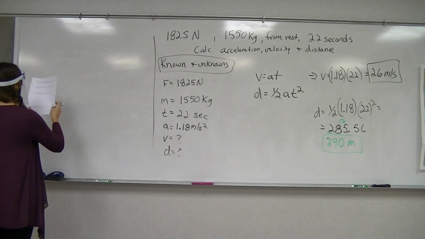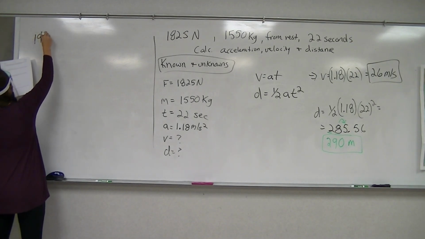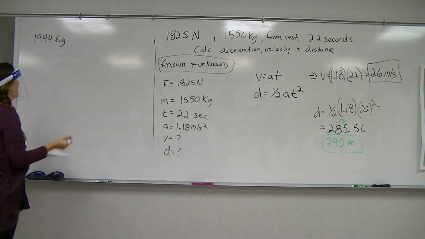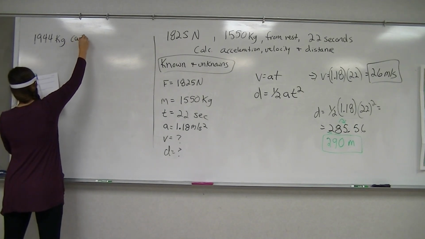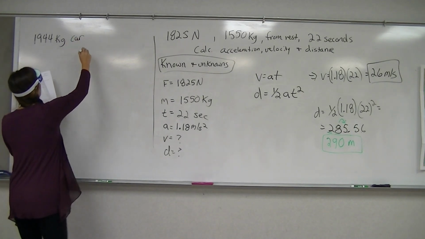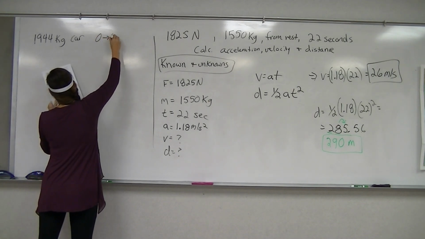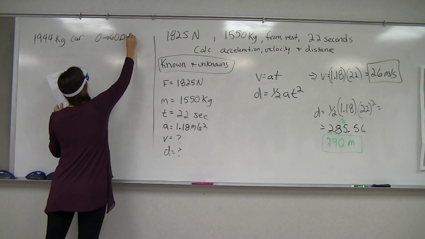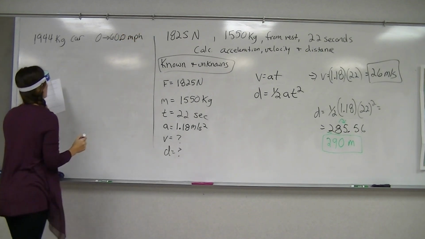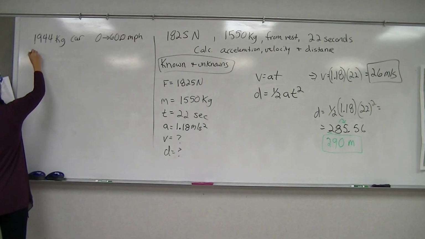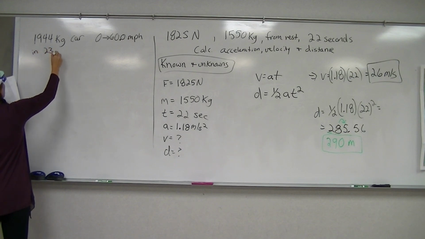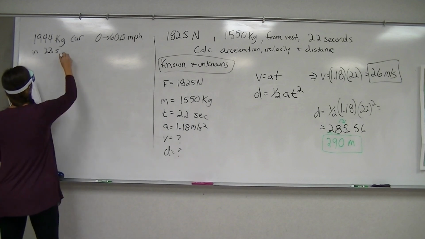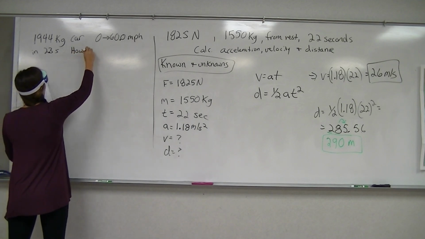The next one, where you have a 1944 kilogram Challenger, so a Challenger being a type of car, and it's accelerating from 0 to 60 miles per hour in 2.3 seconds. We're going to calculate how much force is required to achieve this.